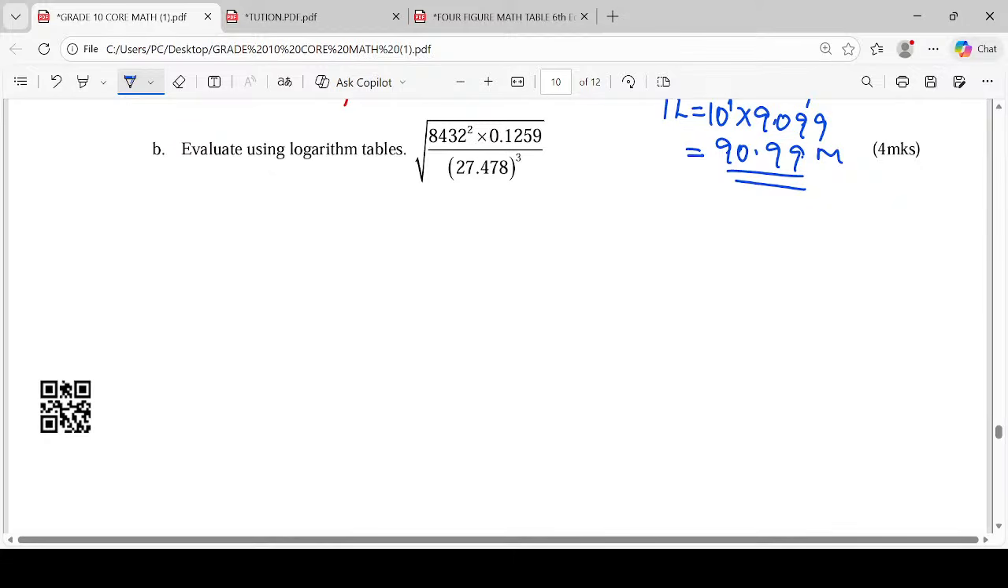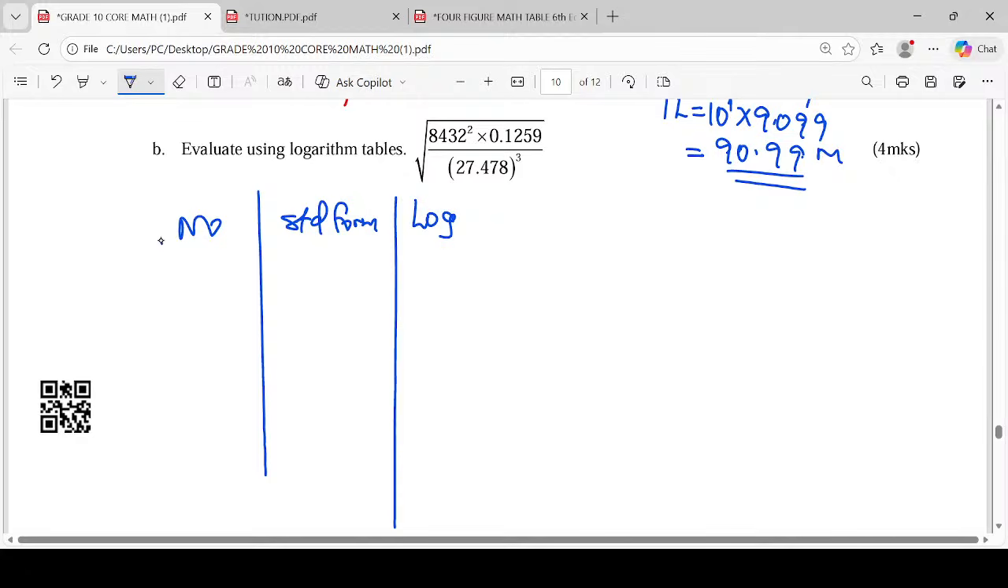Evaluate using logarithm tables. You've been told to do this evaluation using the logarithm tables. So we're going to have a table of 3 columns. The first column is for the number. Then we're going to have a column for the standard form. Then the log of that particular number. Be very keen because the question is 4 marks, and many learners tend to leave this question blank or unattended due to lack of enough confidence to tackle the question. So let's see exactly what is required here.